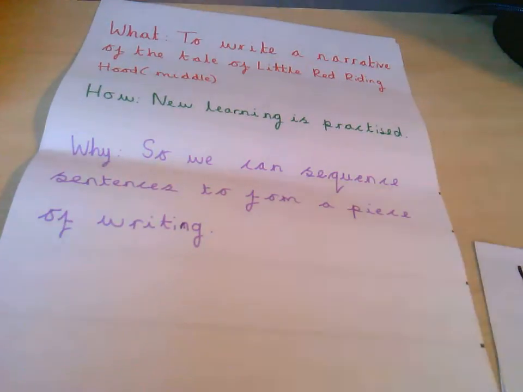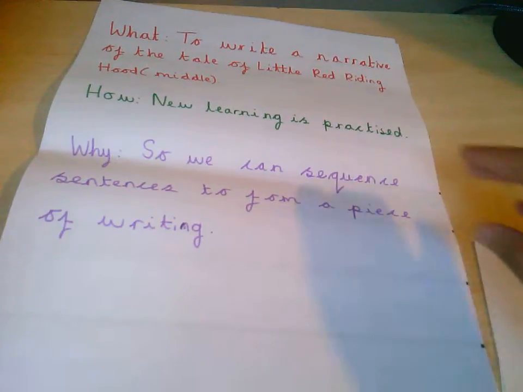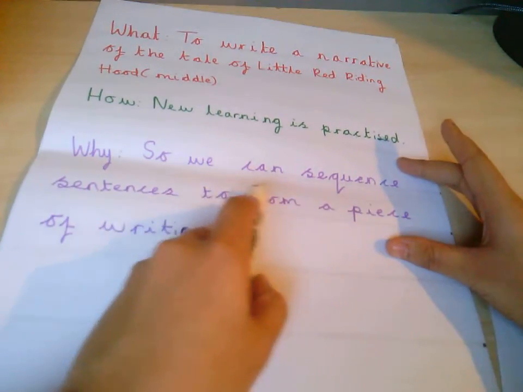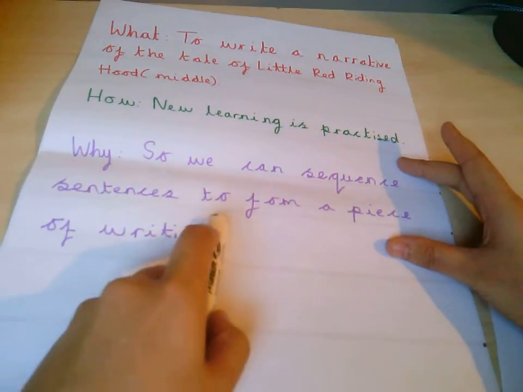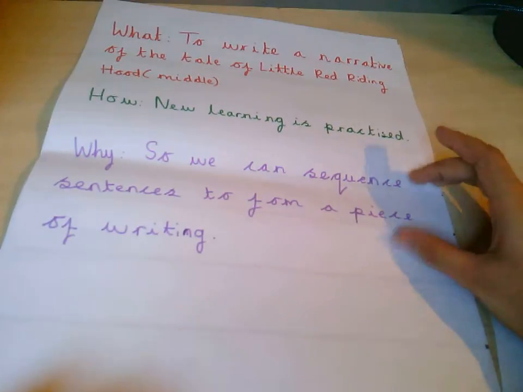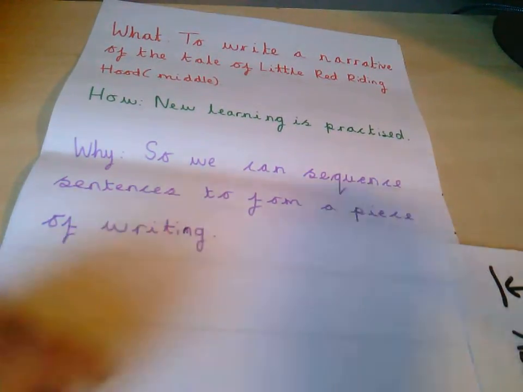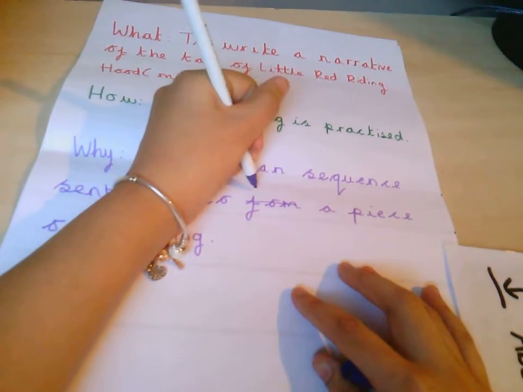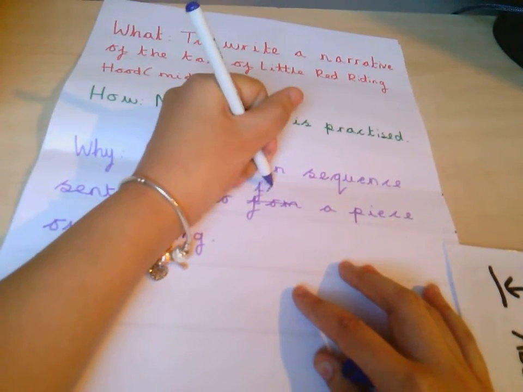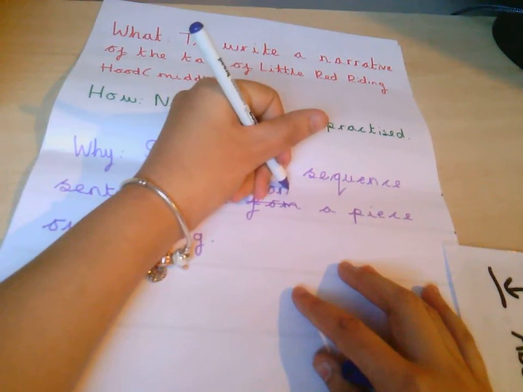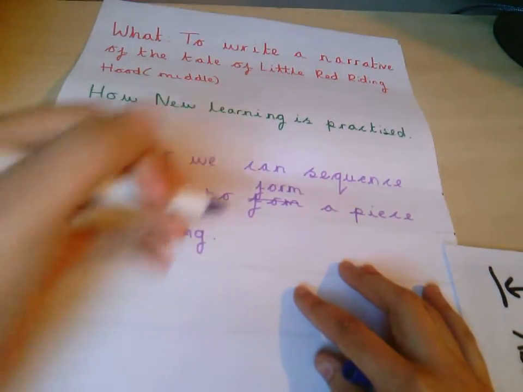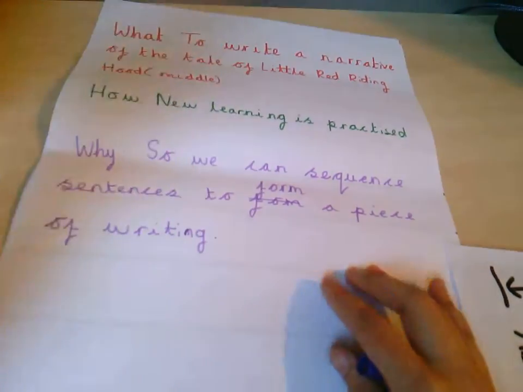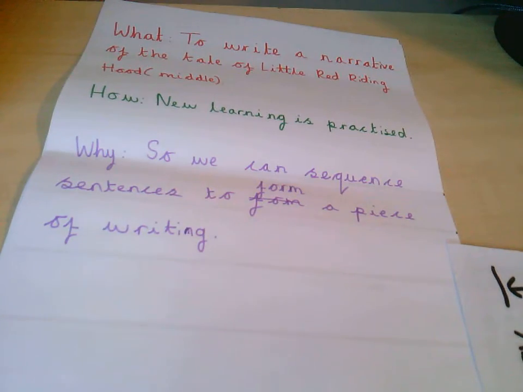How new learning is practiced and why: we can sequence sentences to form. Now I can see it, I made a spelling mistake in form. So I'm going to use my phonics again. Form. Even Miss Khan can make mistakes. Form a piece of writing.